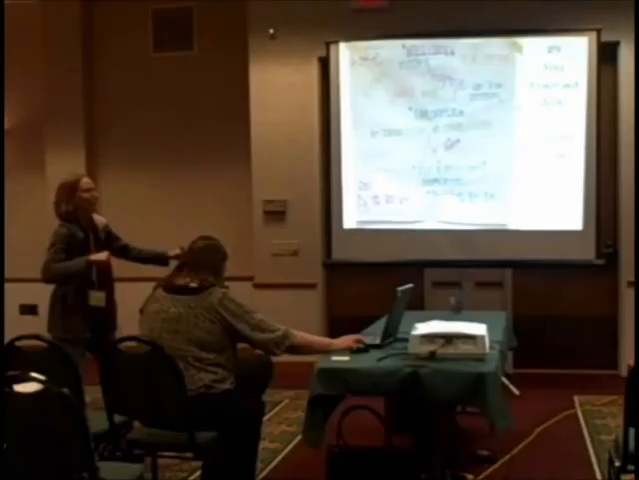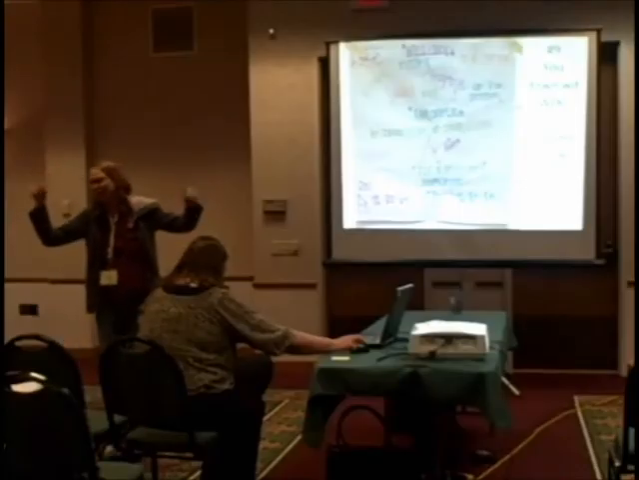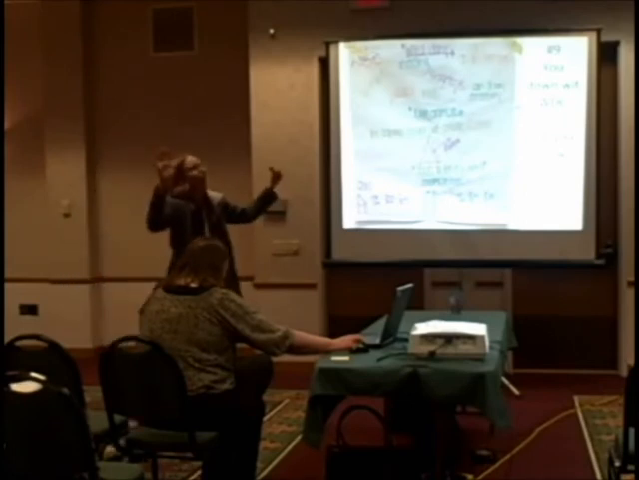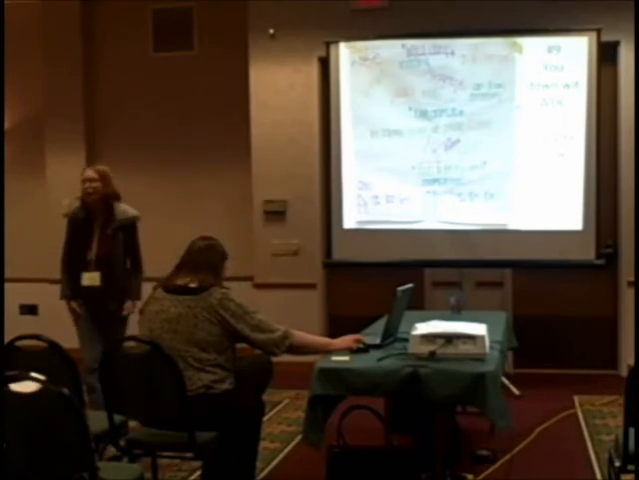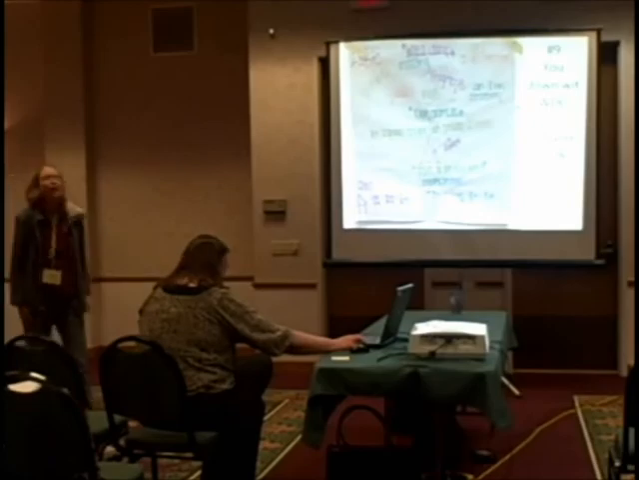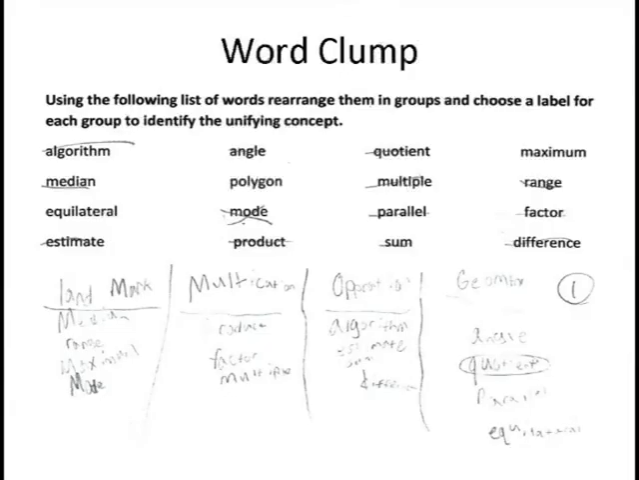You down with WDC? Yeah, you know me. All right, a word dump. What do my students know about lines? Took them about 3 minutes. A word clump: here's all the words that we learned during this semester. Let's put them in categories. My favorite one is quotient is in geometry, but I think they meant that Q word, that quadrilateral word. But great way for students.